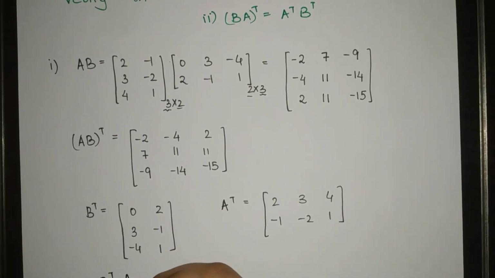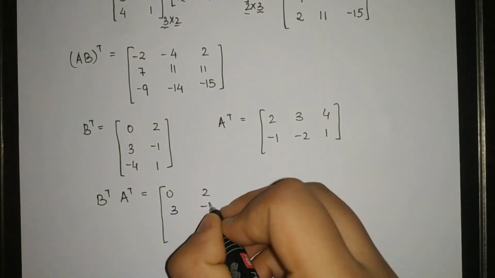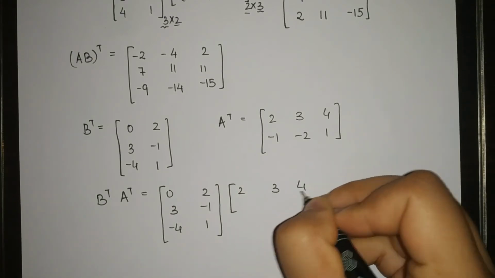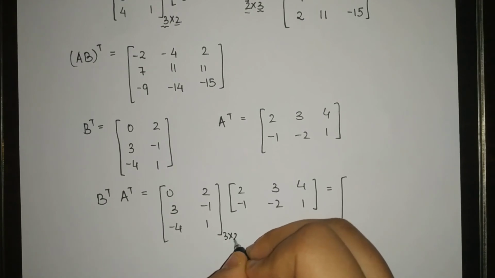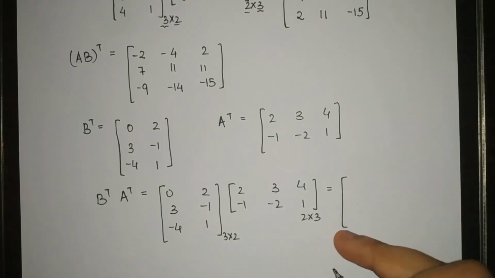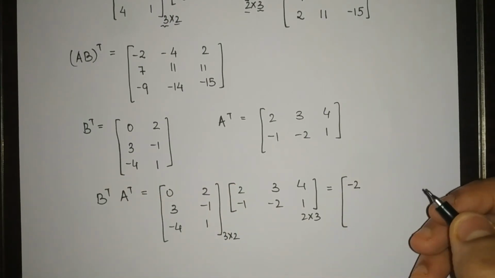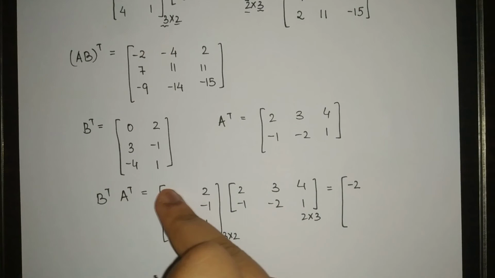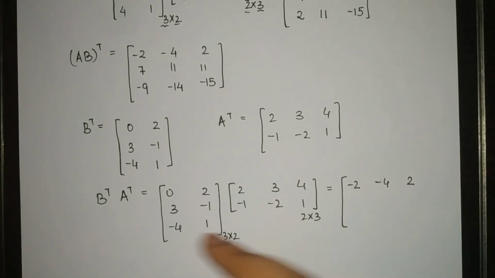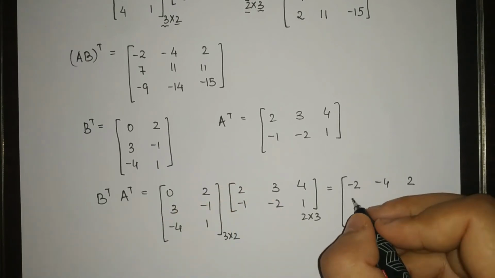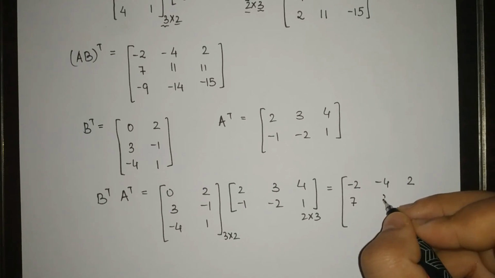सो बी ट्रांसपोज इंटू ए ट्रांसपोज इज इक्वल टू, which is equal to, again this is a 3 cross 2 matrix and this is a 2 cross 3 matrix. So इसका आंसर 3 cross 3 रहेगा. Now on multiplying I get -2. ठीक है. Then next I get -4, I get 2. Then उसके बाद I get 6 plus 1 which is 7. Then I get 9 plus 2 which is 11.